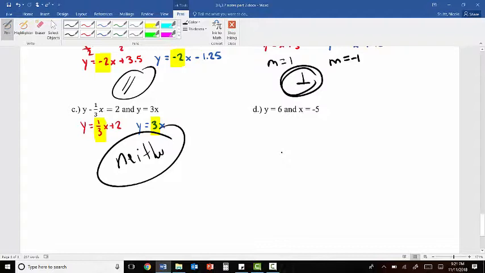And then no work is needed with letter D, because if you think about this, this is a horizontal line, so it goes like this. This is a vertical line, so it goes like this. Well, horizontals and verticals will always make 90 degrees. So no work needed. You can go ahead and say all horizontals and verticals are perpendicular.